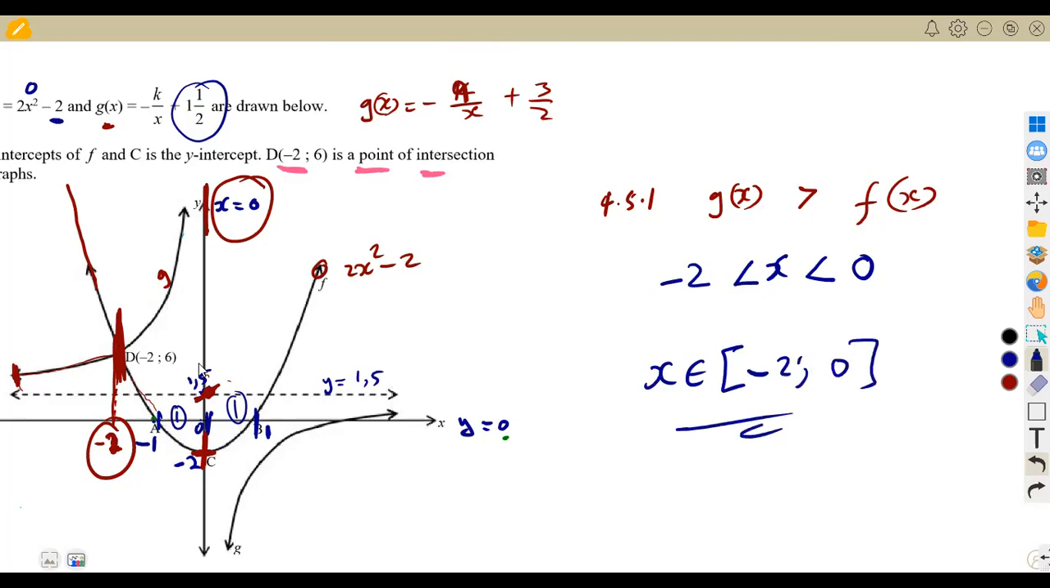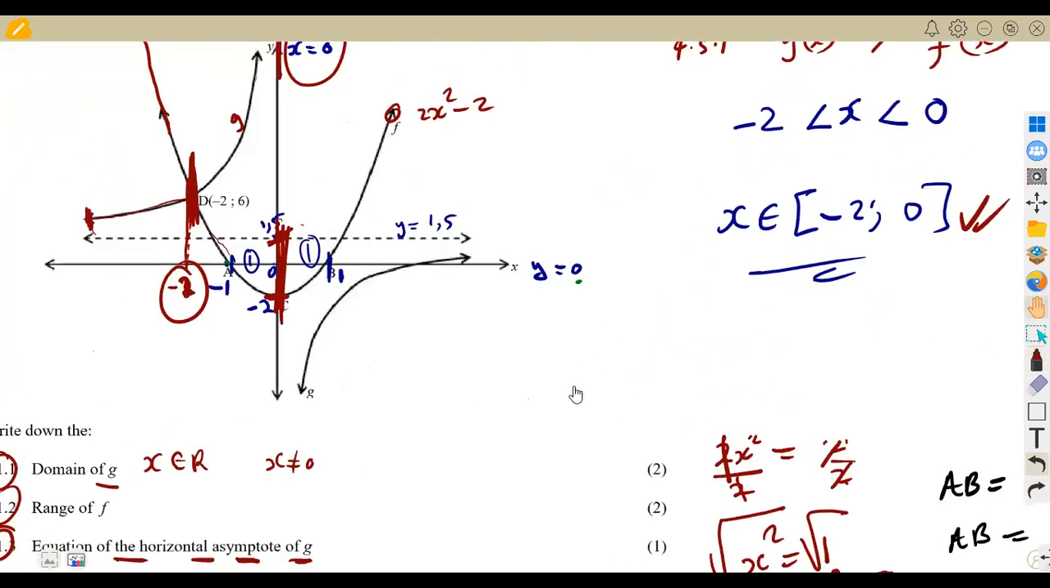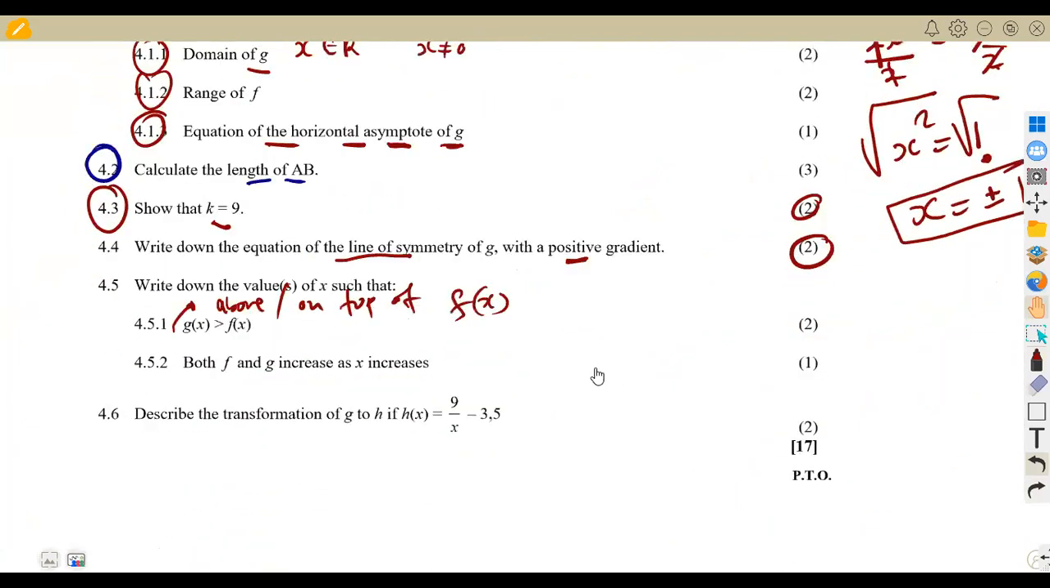Let's check again from 0. Up to 0, we saw that our g was on top. We want a condition where g is on top. The moment we move from 0, 1, we can see that this time it's f which is on top, not g. G is down, g is this one below. So this side cannot work. There's nothing that we can get because g is below, but we need g to be on top of f. So that was the only part where our g of x is greater than f of x.